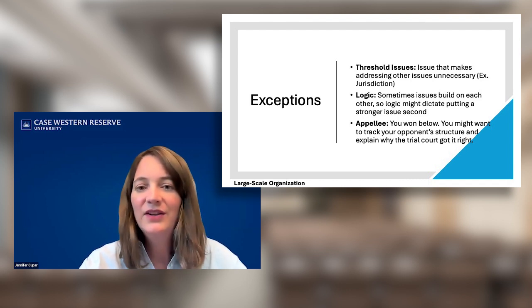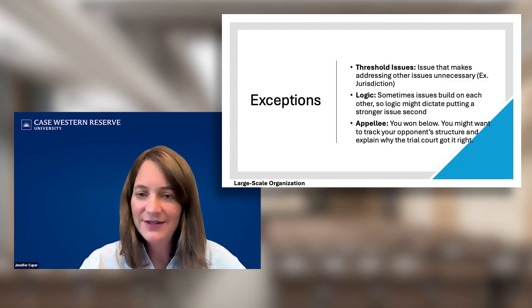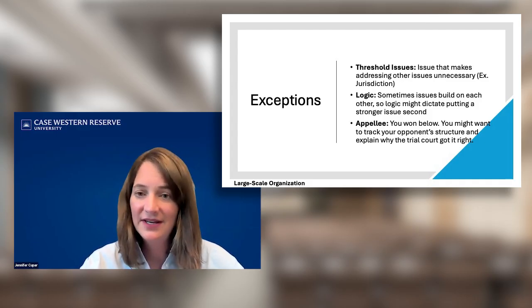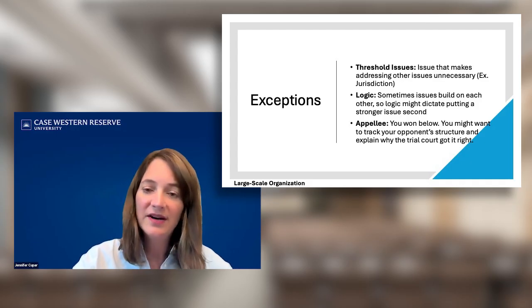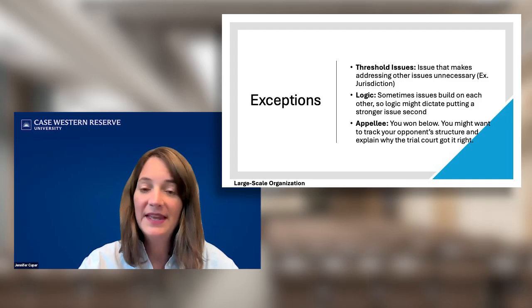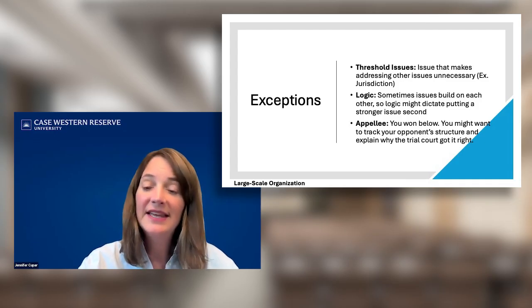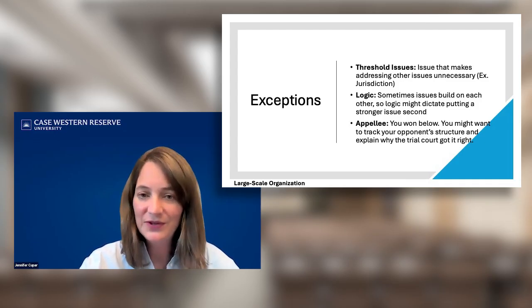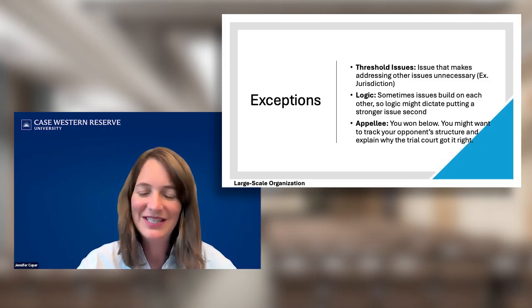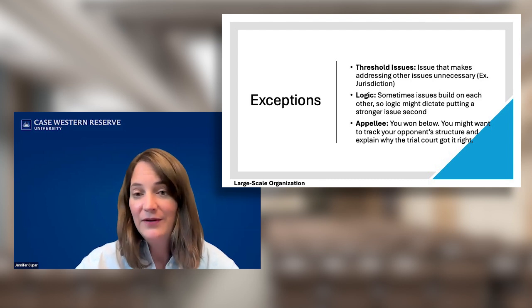Once in a while, you have an issue that you must address first. And your classic example of that is jurisdiction. So if your court doesn't have subject matter jurisdiction, for example, they are not allowed to even address the substantive issues in your brief. So if subject matter jurisdiction is at issue in your case, you have to address that first. So if you're the party who wants the court to hear the claims or defenses, then you've got to prove that the court does have subject matter jurisdiction.